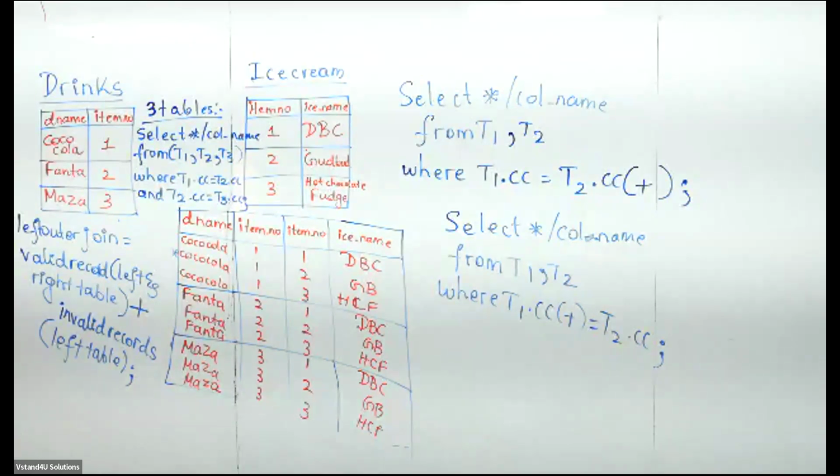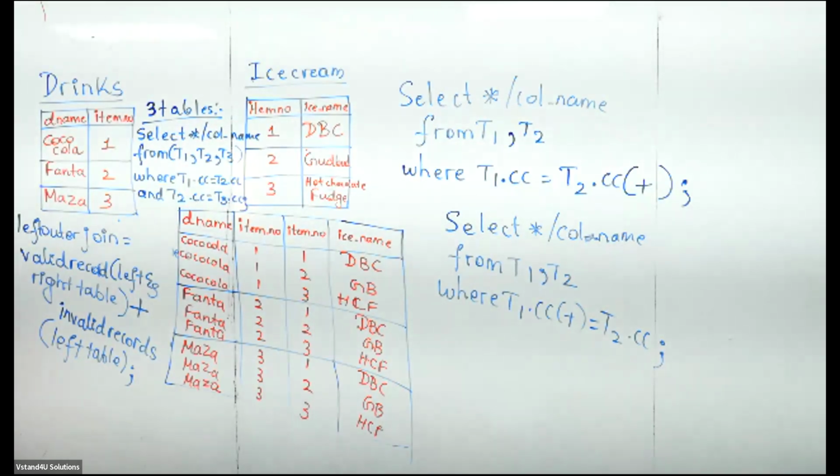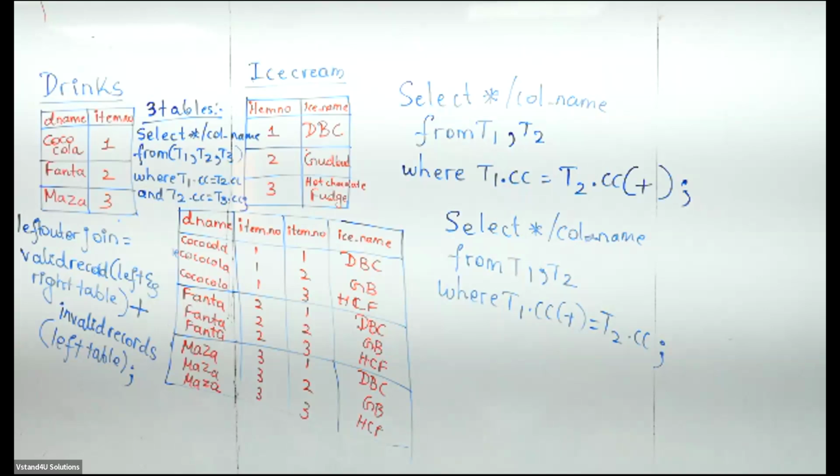Take down the last one. Self join. Joining the table to itself is called self join. Take down the syntax. T1.C1 is equal to T1.C2.